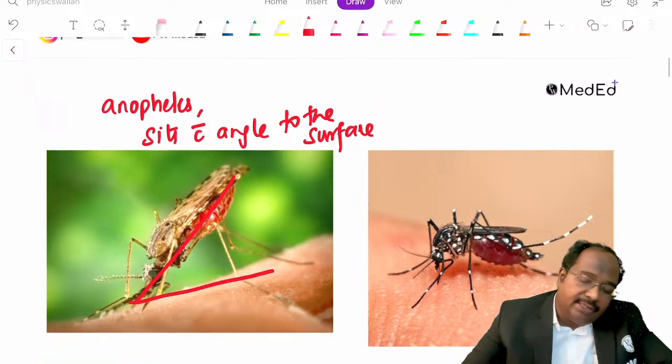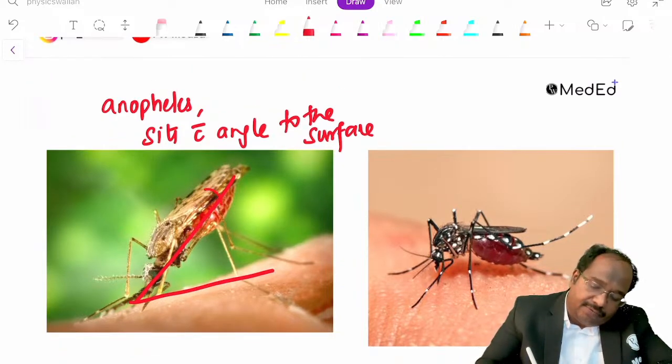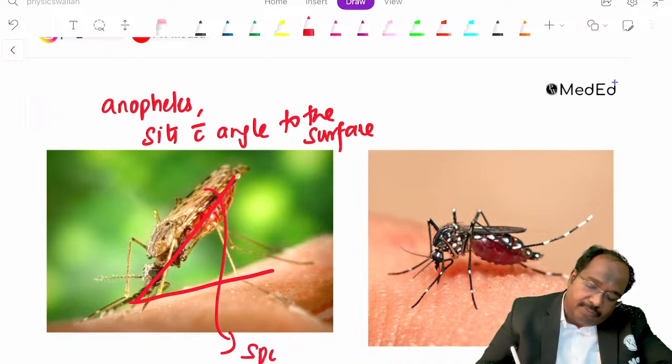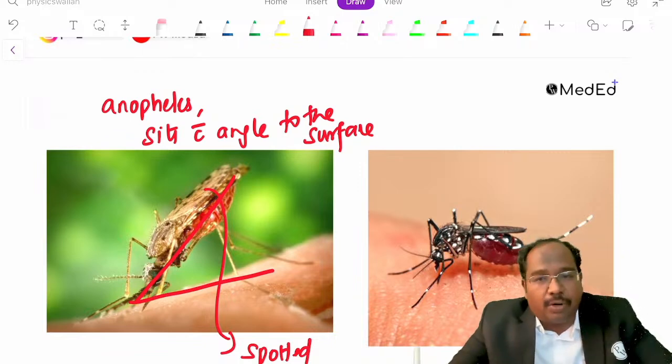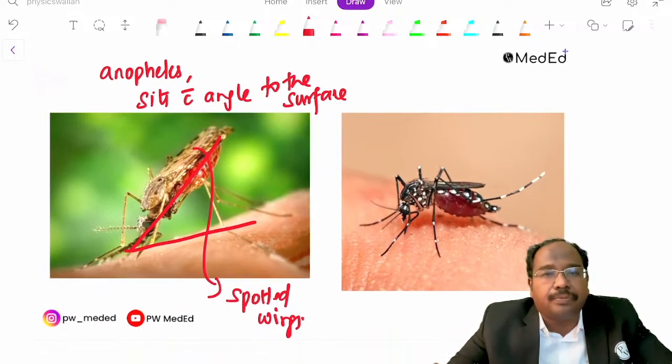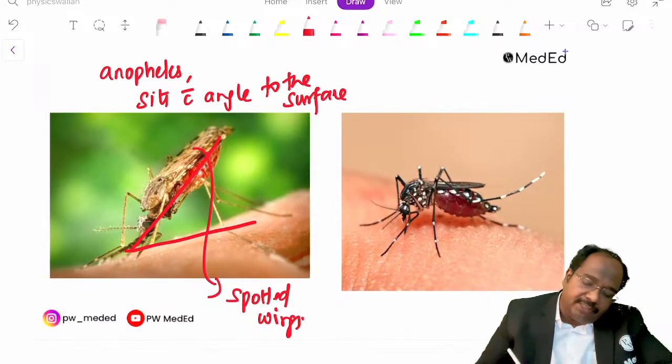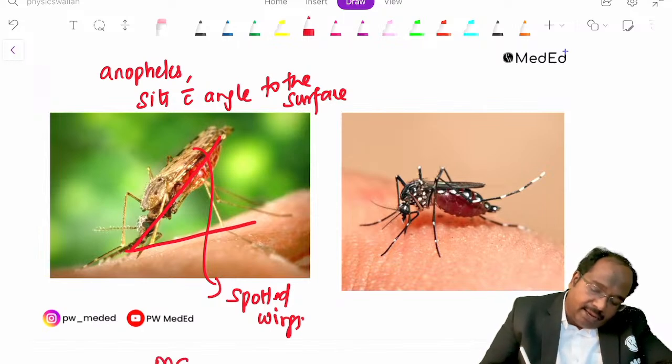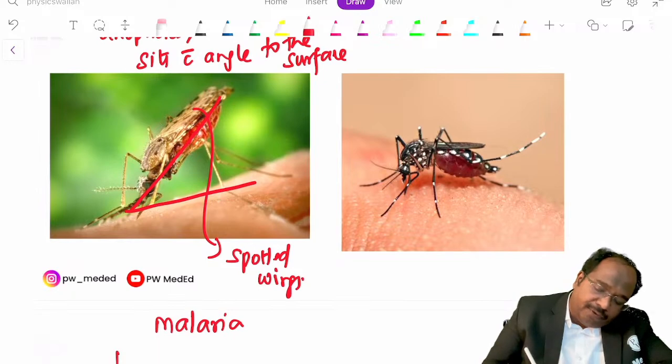Its wings are spotted. If you see, these are the wings. Spotted wings will be there. And what is the disease it transmits? The Anopheles mosquito transmits malaria, and it breeds in fresh water.